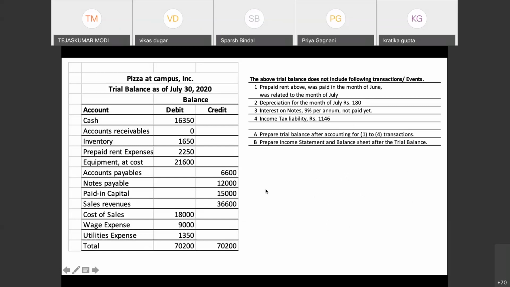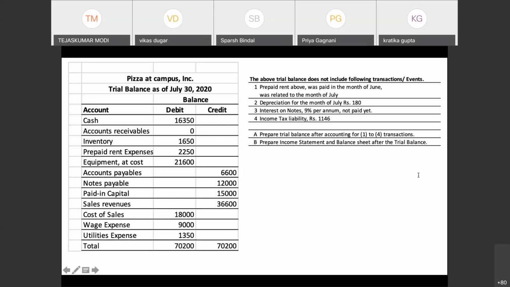So to understand, the notes payable are basically how much? The amount is 12,000. Remember, 12,000 is the loan you have taken. The expense is not 12,000, but 12,000 into 9%. And remember, we are preparing this financial statement for only 1 month, so you also need to adjust for the months, beta. So the answer is 12,000 into 9% into 1 by 12, because we are only preparing the income statement for 1 month. That means the expense of 1 month has to be captured.